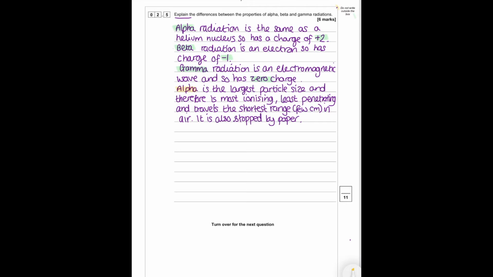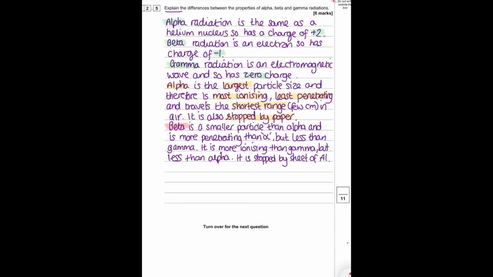Alpha radiation has the largest particle size and is therefore the most ionising, the least penetrating, and travels the shortest range, which is a few centimetres in air. It's also stopped by paper. Beta is a smaller particle than alpha and is more penetrating than alpha but less than gamma. It is more ionising than gamma but less than alpha, and it is stopped by a thin sheet of aluminium.